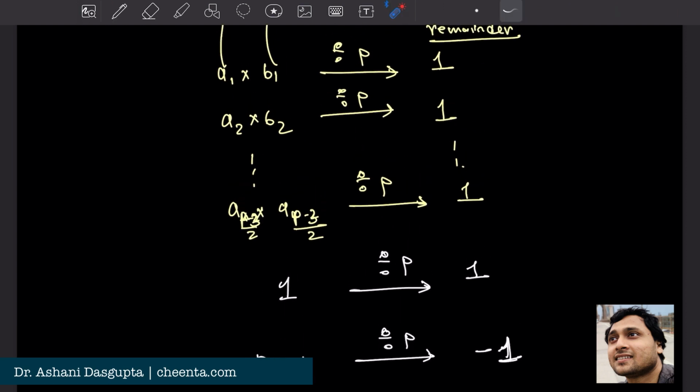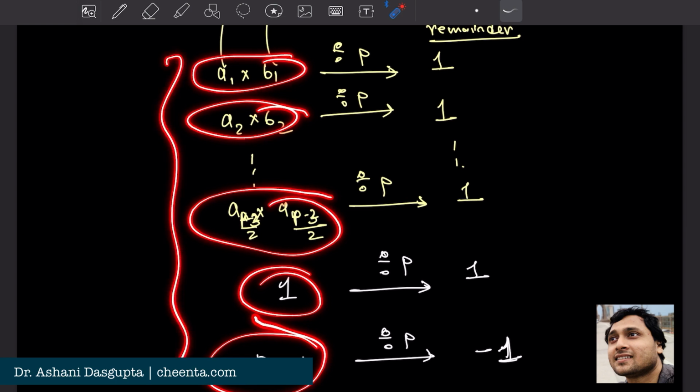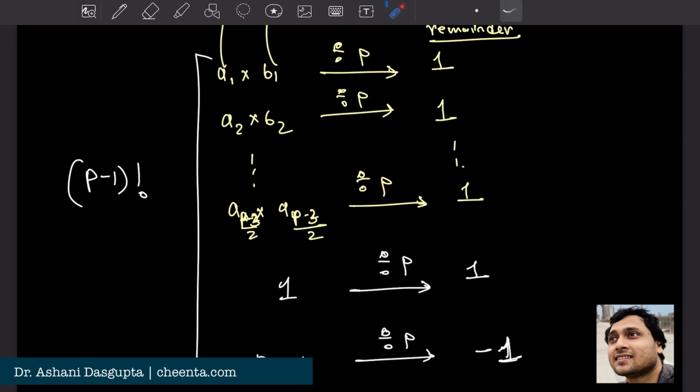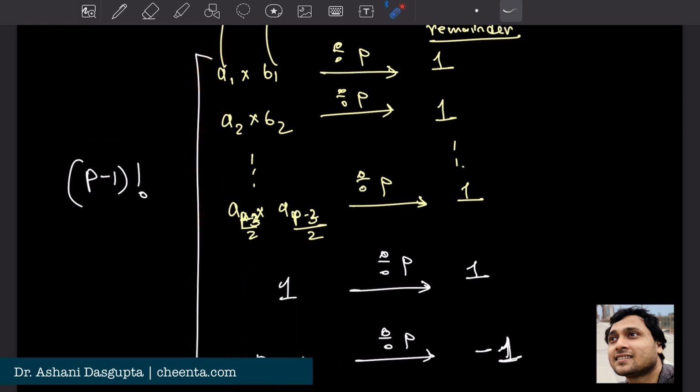Now what we are going to do is multiply all of these numbers out. If I multiply all of these out, then we will get P minus 1 factorial. These two are the numbers from 2 to P minus 2. This is 1 and P minus 1. So together they make P minus 1 factorial.